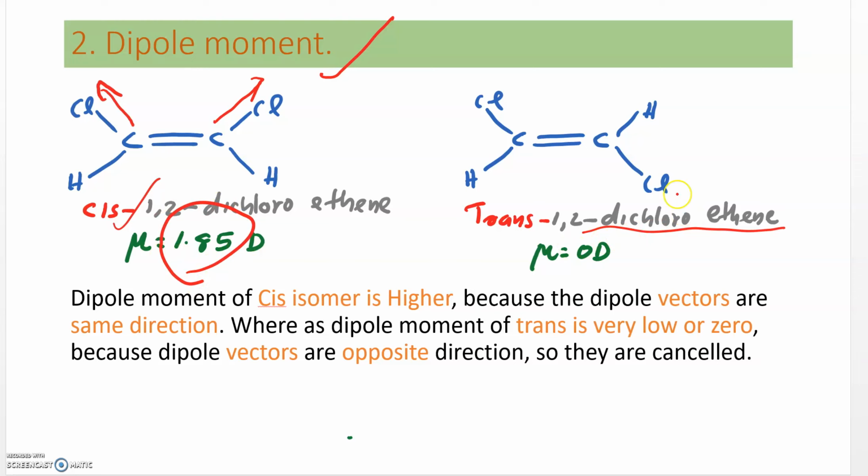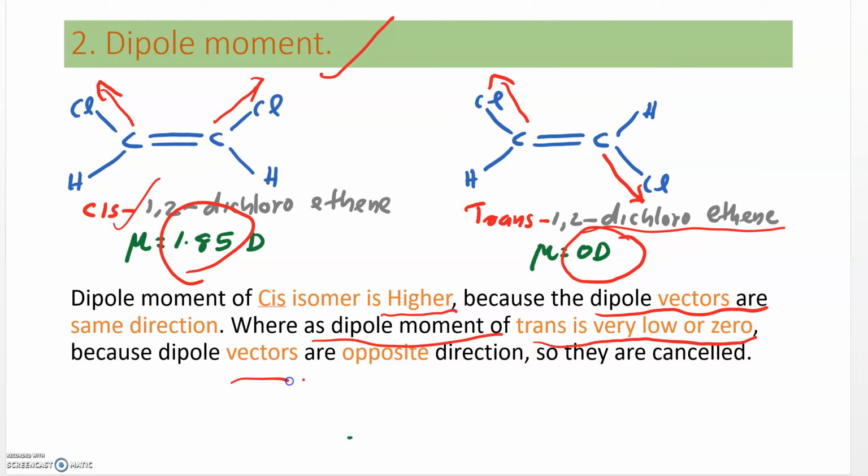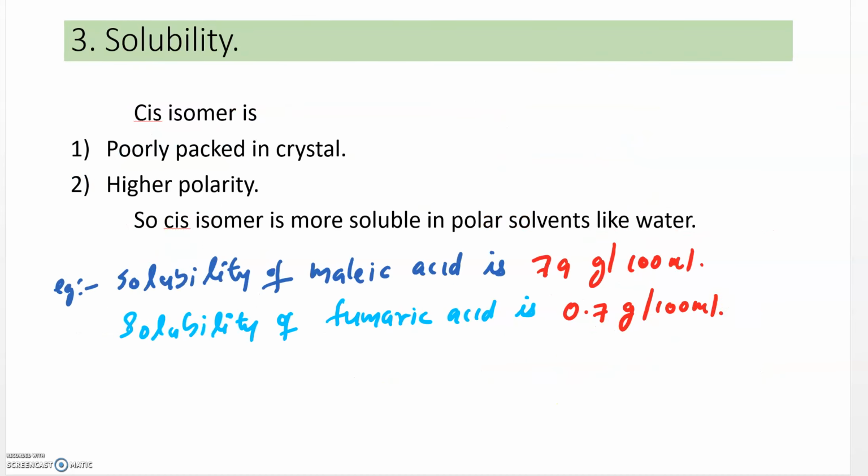Whereas in the trans isomer, this C-Cl bond vector is in this direction and the dipole moment vector of this C-Cl bond is in the opposite direction. They are mutually opposite, therefore they cancel each other. Therefore, the dipole moment of the trans isomer in this case is 0 D. Okay, the dipole moment of the cis isomer is higher because the dipole vectors are in the same direction, so they are added up. Whereas the dipole moment vectors of trans are very low or 0 because the vectors are in opposite directions, so they are cancelled. And that is the second property.